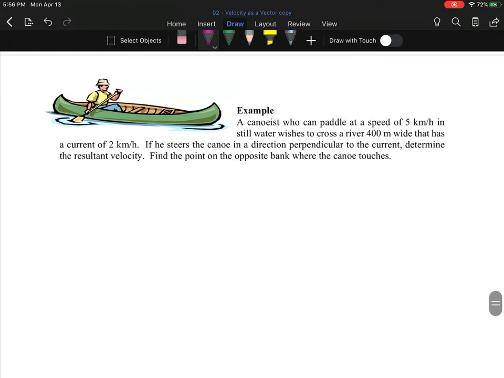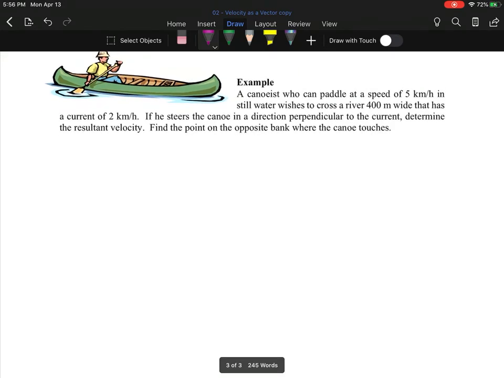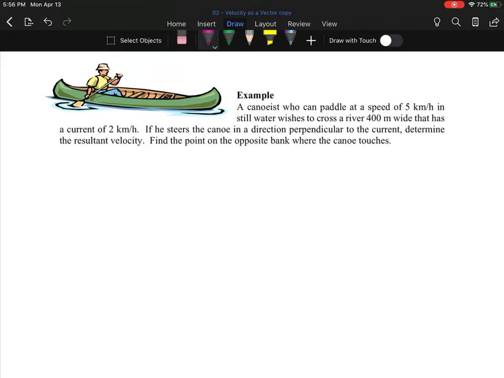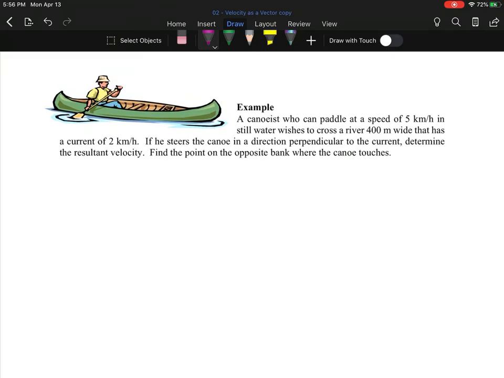Second example, much simpler setup. In fact, we did a similar one to this last chapter. A canoeist who can paddle at a speed of 5 kilometers an hour in still water wishes to cross a river 400 meters wide that has a current of 2 kilometers an hour. If he steers the canoe in the direction perpendicular to the current, determine the resultant velocity. Find the point on the opposite bank where the canoe touches. Well, I'm going to call that part B, and I'll get to part B in just a second.